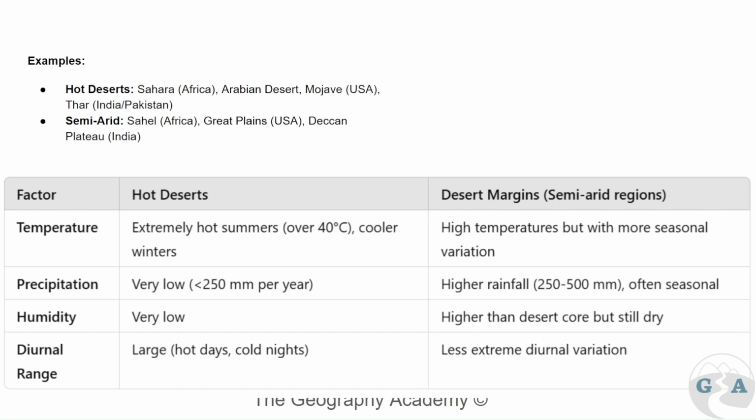Now, these regions then have different amounts of days with precipitation as well. So we can see hot desert having less than 250 millimeters per year. And if you've had a look in the other units, we saw the climate graph for a tropical rainforest, that can extend up to 250 millimeters or more per month. On the other side, we have desert margins around those regions. We have much higher precipitation, maybe up to double the amount in the hot desert areas, and this is often seasonal.